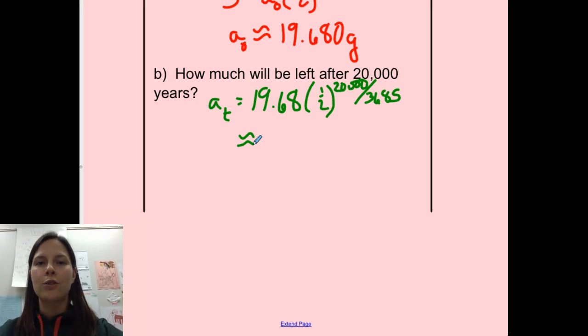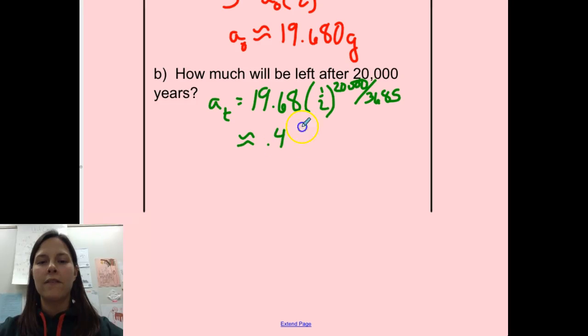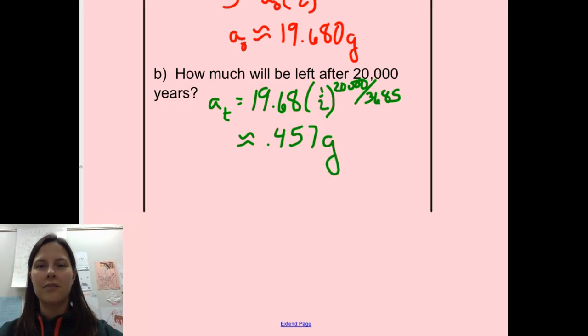Let your calculator do the work. Your calculator knows order of operations. The only thing you need to be careful of is that exponent. Put parentheses around it. You want it to divide before it raises it to a power. And I got about 0.457 grams of the material will be left.